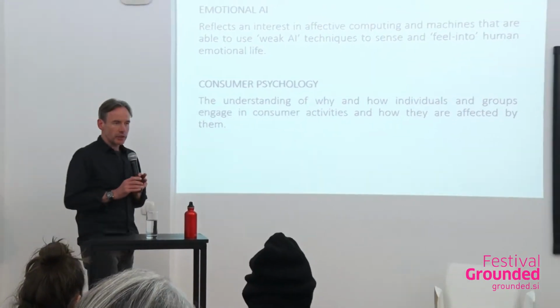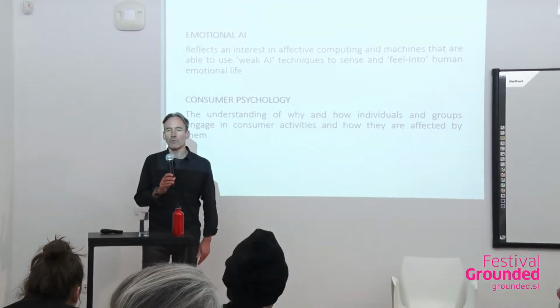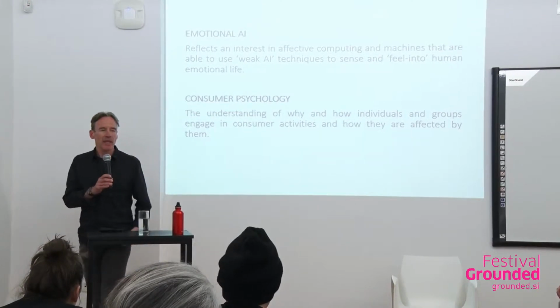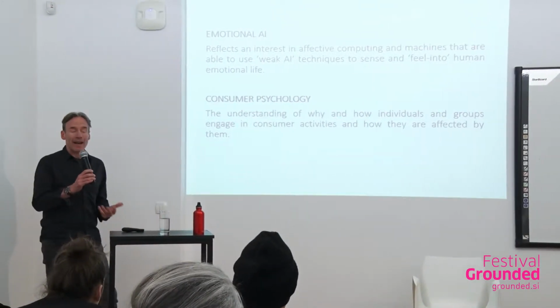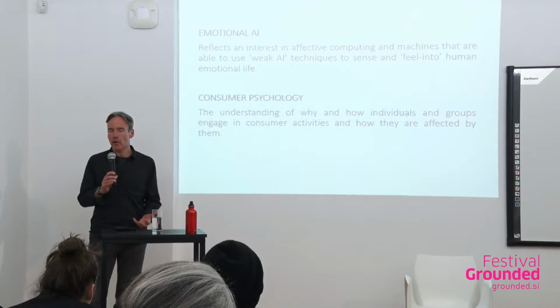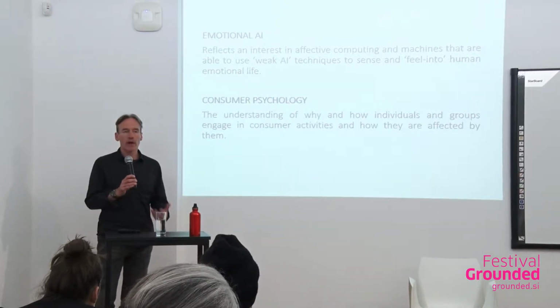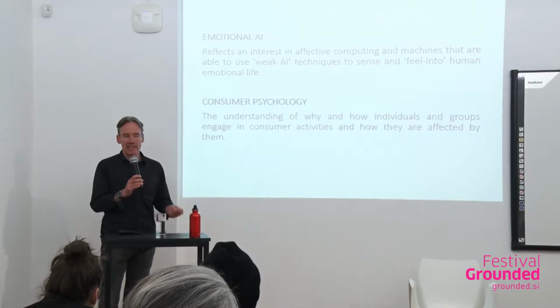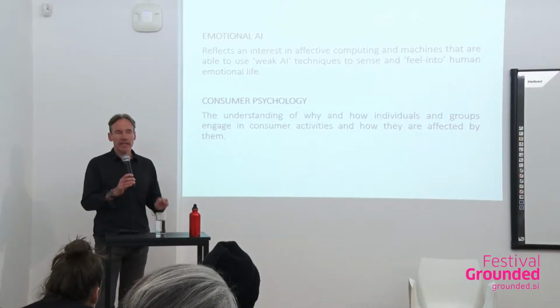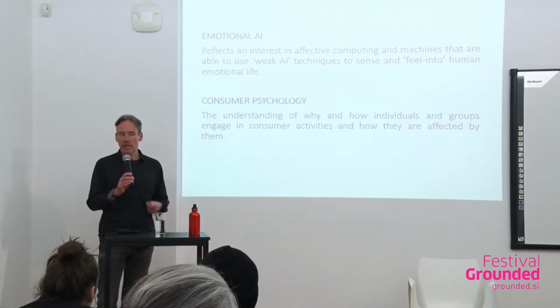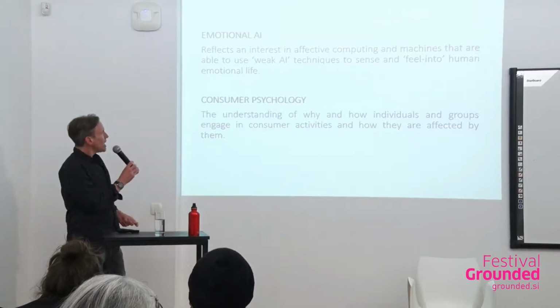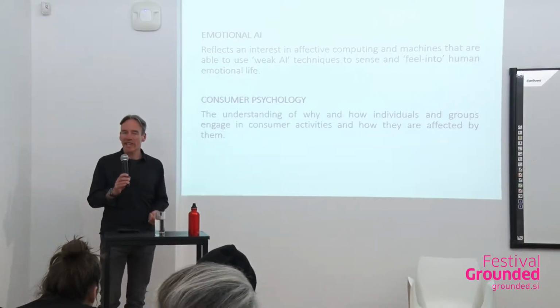So some definitions to begin with. When we think about what emotional AI is, essentially, it's a mixture of affective computing. Affective computing essentially measures the body. It measures the emotional behavior of the body. So that's things such as respiration, things such as facial expressions, and so on and so forth. And it makes use of what's called weak AI.